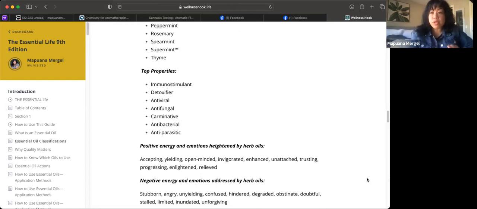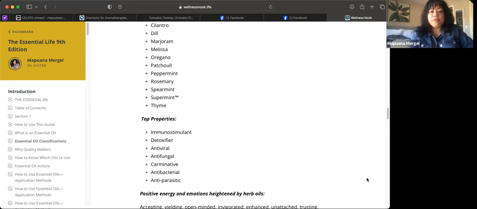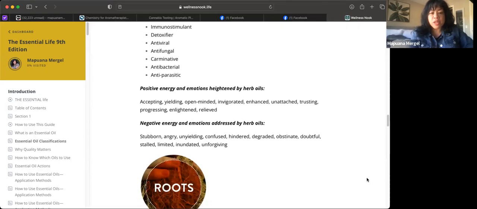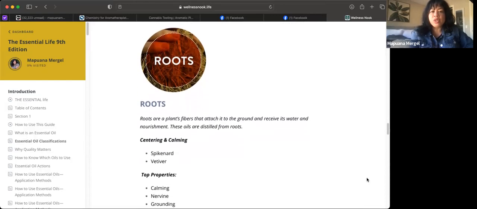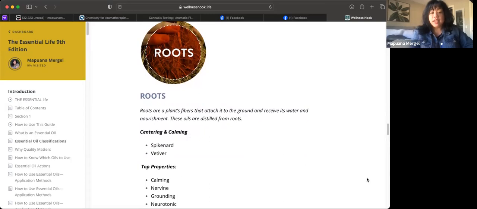So some of the top properties here are immunostimulants, detoxifiers, antiviral, antifungal, antibacterial, and antiparasitic. So we have a lot to choose from, and you can mix and match if you want. Now we move on to the next classification, which is roots. Of course, roots are a plant's fibers that attach it to the ground and receive its water and nourishment, right? So these oils are distilled from the roots.